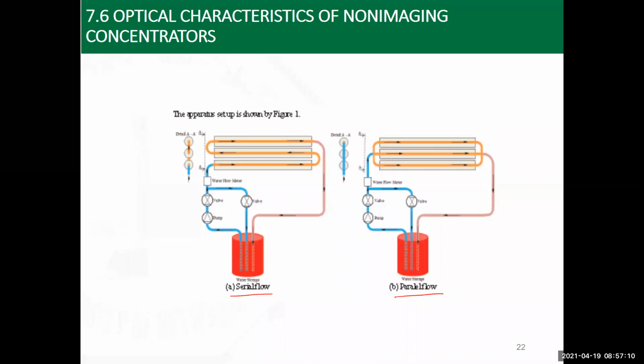I obtained this from one of the figures where they show that they can have different arrangements. And here you have 3 types of CPCs that are placed side by side, showing that there are different arrangements for the flow that can be done, whether series or parallel.